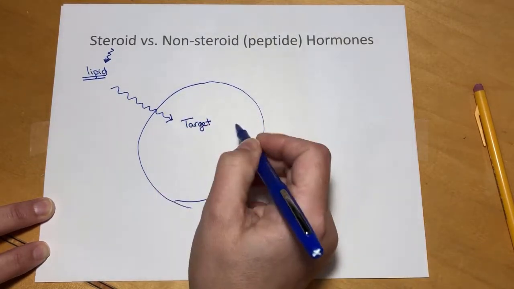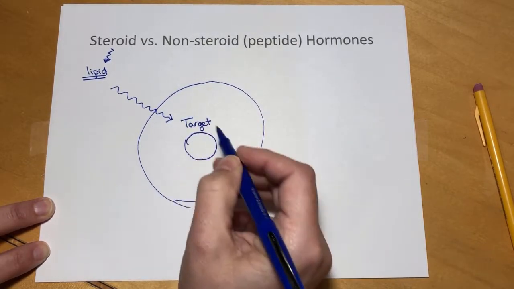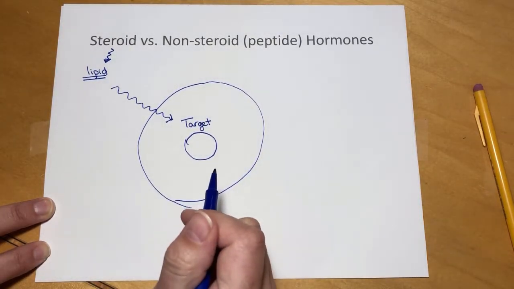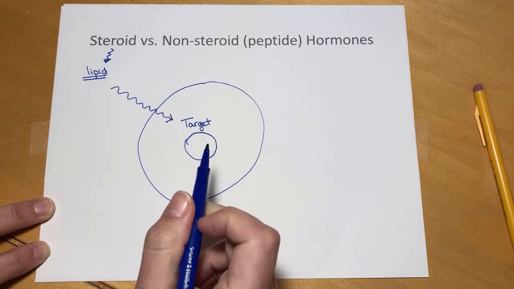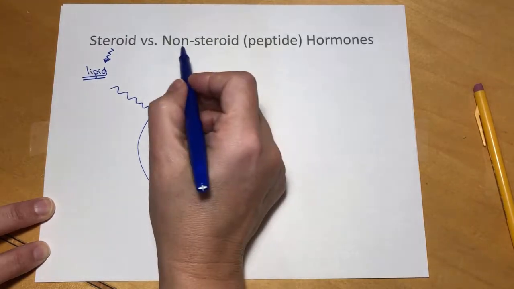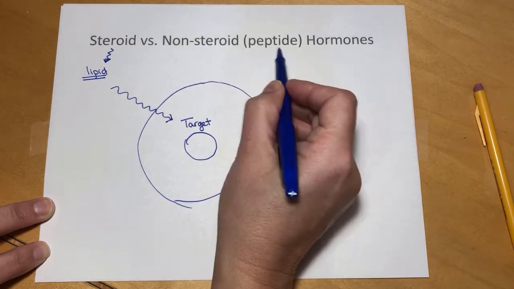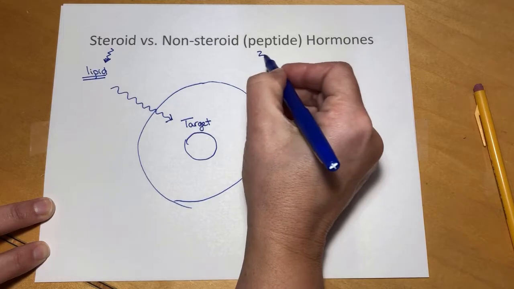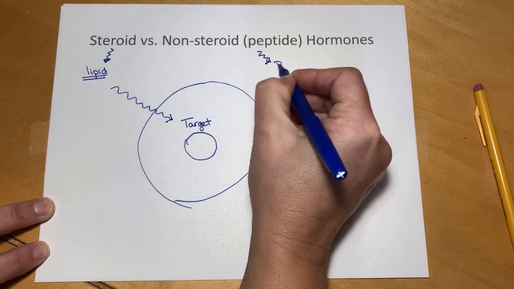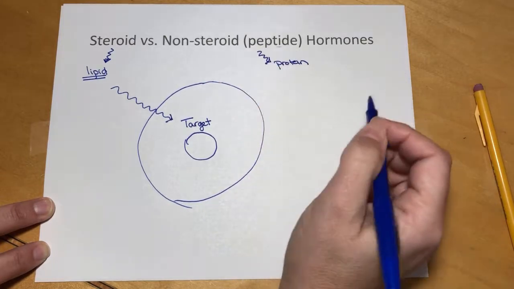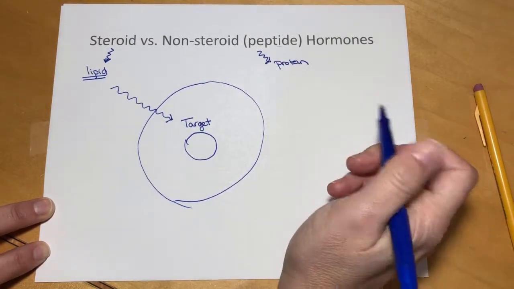Sometimes it can be in the cytoplasm. Sometimes that target can actually be inside the nucleus. And they generally tend to turn on or turn off transcription and translation. Non-steroid hormones or peptide hormones are not lipids. They are generally made out of some kind of protein. Remember, peptide is a short protein.